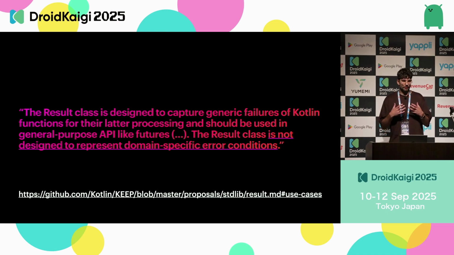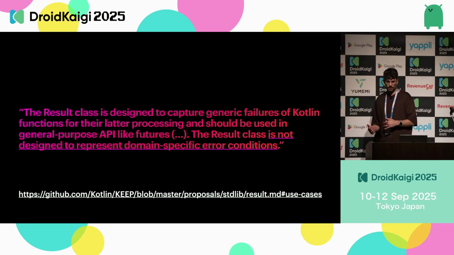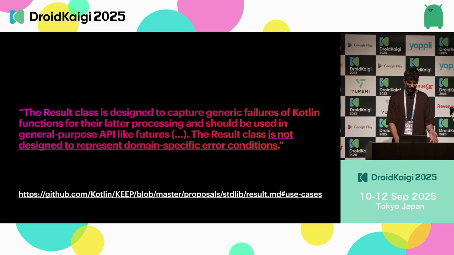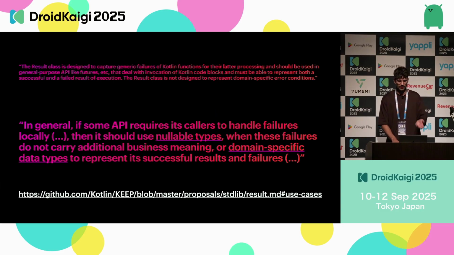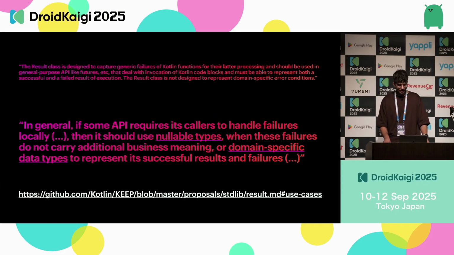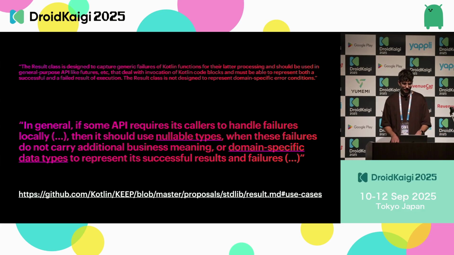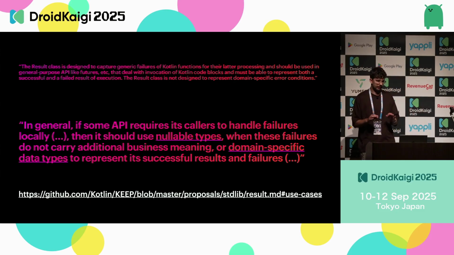So if using Kotlin Result is not a good idea for handling domain errors, what is? Actually, the KEEP file for Result is a good source of information for that, because in the next paragraph we can find this: in general, if some API requires its callers to handle failures locally, then it should use nullable types when these failures do not carry additional business meaning. So this is something that we already covered. For simple cases, using nullability is perfect.